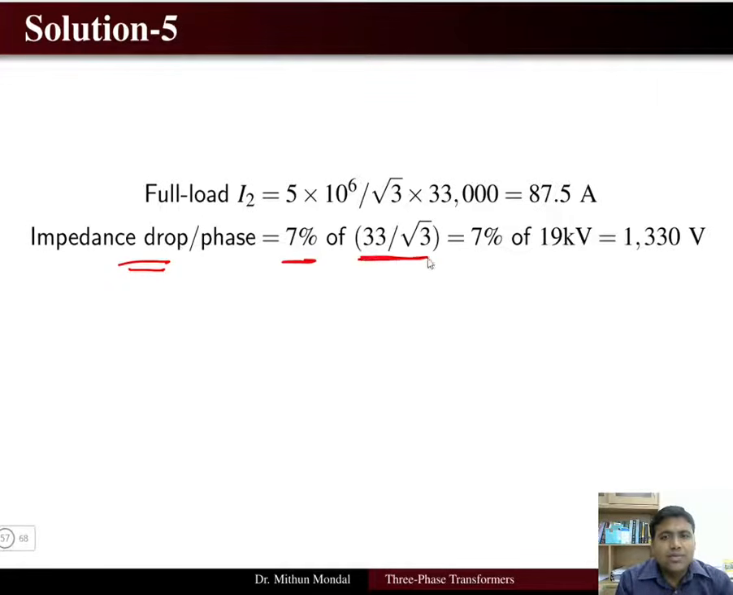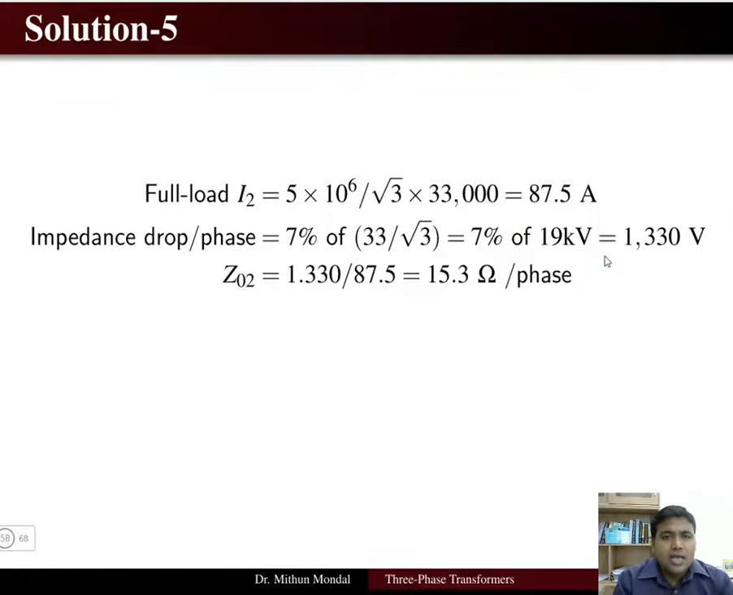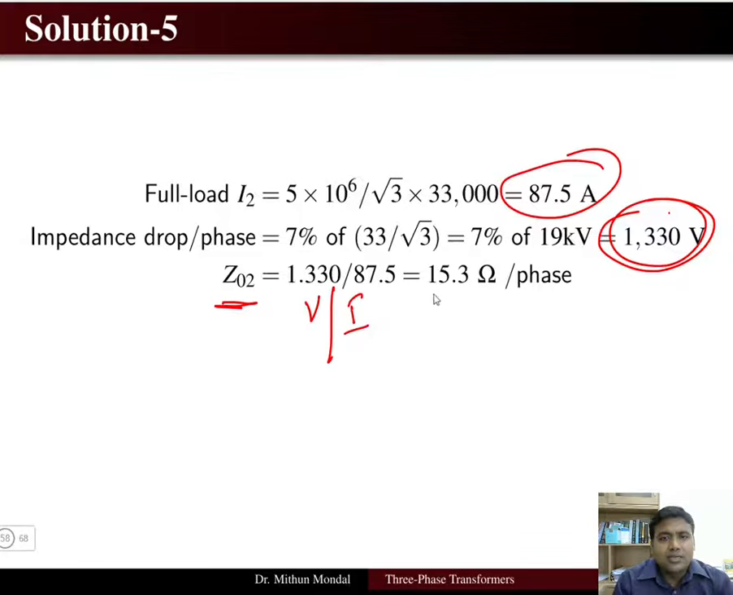Impedance drop per phase is 7% of the net voltage which is per phase. So per phase you have 33 kV as the line voltage divided by root 3. So 7% of 19 kV gives 1330 volt, and Z02 will be the voltage divided by the current. So 1330 volt divided by the current gives 15.3 ohms per phase as the impedance.